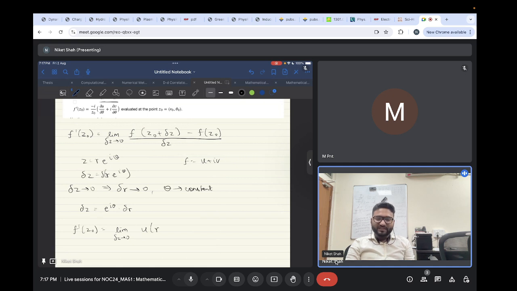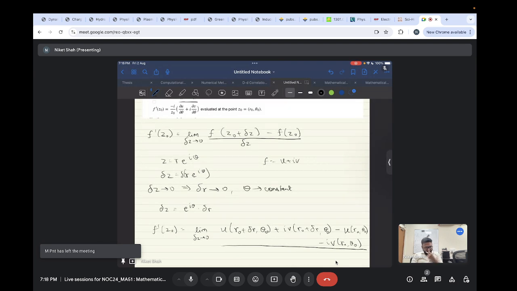So let's go ahead and solve this. u is basically a function of r and theta both. So what we are doing here is u of r0 plus delta r comma theta 0, plus i v of r0 plus delta r comma theta 0, minus u of r0 theta 0, minus i v of r0 theta 0, this whole divided by delta z, which is delta r into e raised to power i theta.